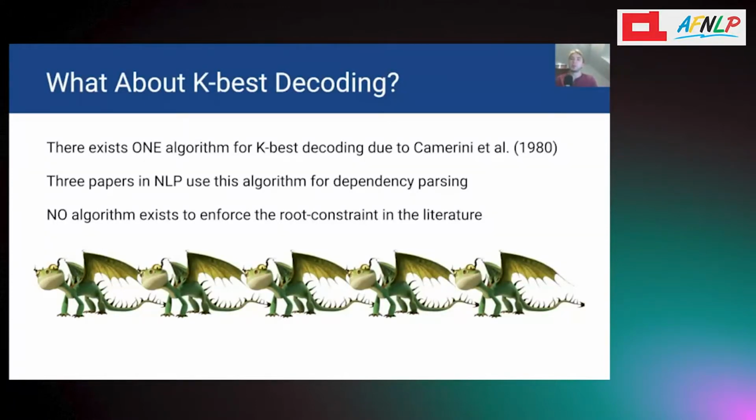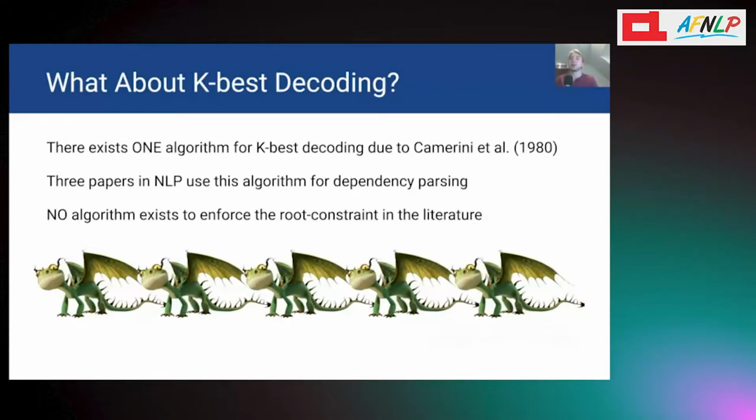So what about k-best decoding? From our exploration of the graph theory literature, only one algorithm, due to Camerini et al., has considered finding the k-best trees in a directed graph. The rarity of this algorithm continues to NLP, where we could only find 3 papers that use a k-best approach to graph-based dependency parsing. This is somewhat surprising given the prevalence of k-best methods in other tasks for NLP, including other forms of parsing, as well as the fact that Hall showed that we can get a 10% increase in unlabeled attachment score when using a k-best approach. Additionally, no algorithm has been presented for enforcing the root constraint in the k-best setting.